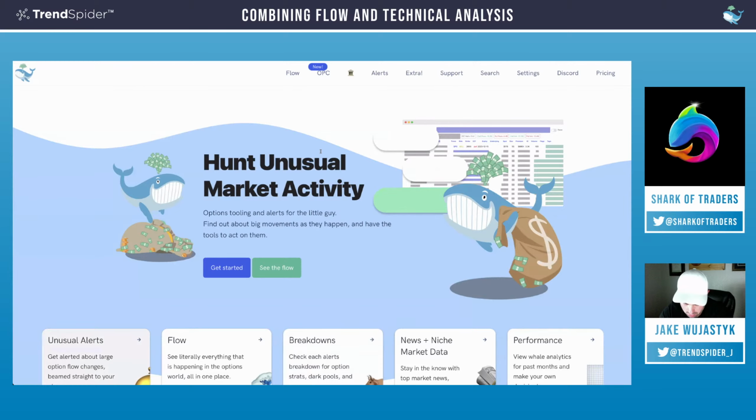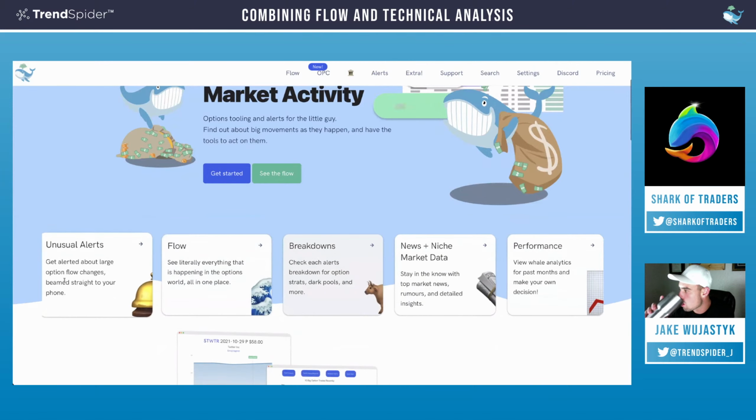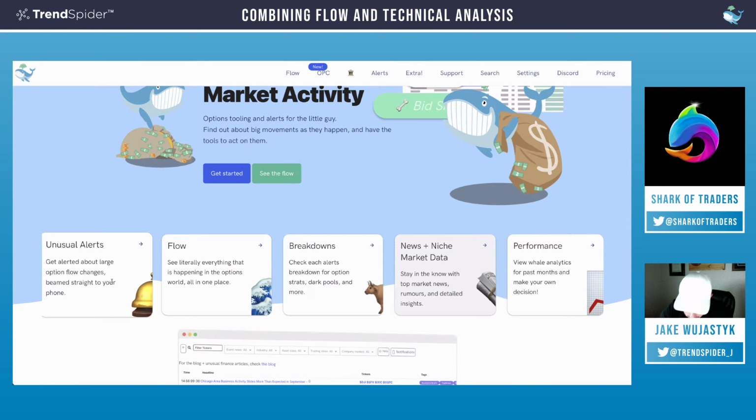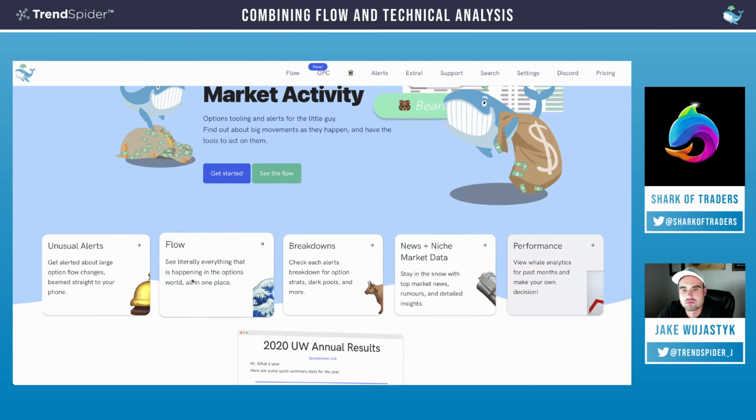I'm just going to dive right into it. One really cool thing about Unusual Whales is there's so much options, right? When you go through different things, they've updated the website. Things are absolutely beautiful, and you can see unusual alerts. A lot of people use it for the flow. They like to see what's happening throughout the entire options ocean. And what's really nice is with the flow, you get to see everything.